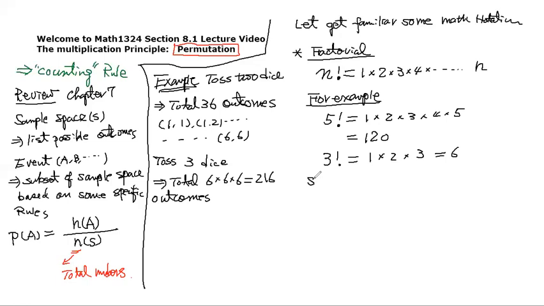Then we have one very special case you need to remember. How about if I have 0 factorial? Remember, 0 factorial is not equal to 0. We define 0 factorial as 1. So be very careful about this special case, right? 0 factorial is equal to 1, so don't forget about that.